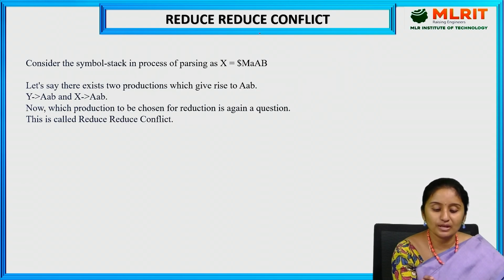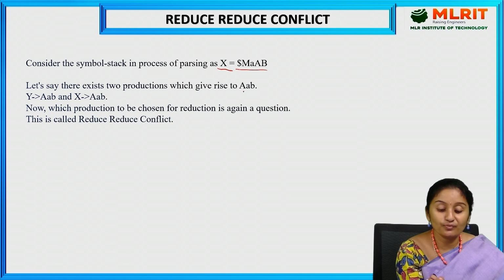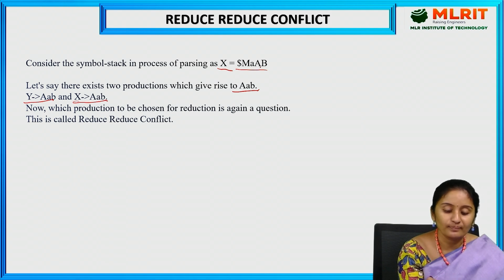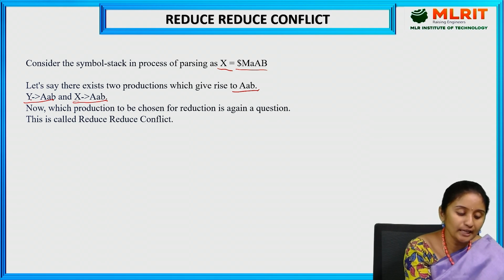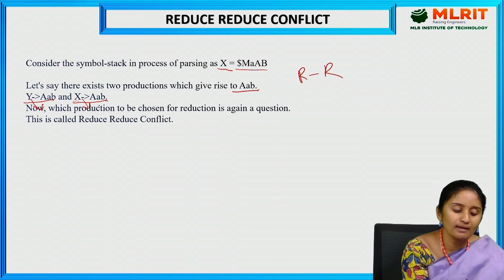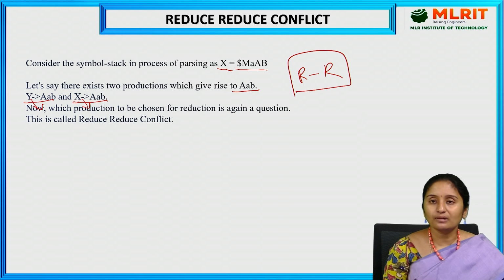The next one is reduce reduce conflict. Suppose I am having the symbol stack $MAAB. Now let's say there exist two productions which give rise to AAB: Y has the same thing, X has the same thing. So which one do I need to handle to replace this? Whether I need to replace it with Y or with X. Replacing is nothing but reducing. When I find the same substring in two productions, I don't know which one I need to apply. That conflict we call the reduce reduce conflict.